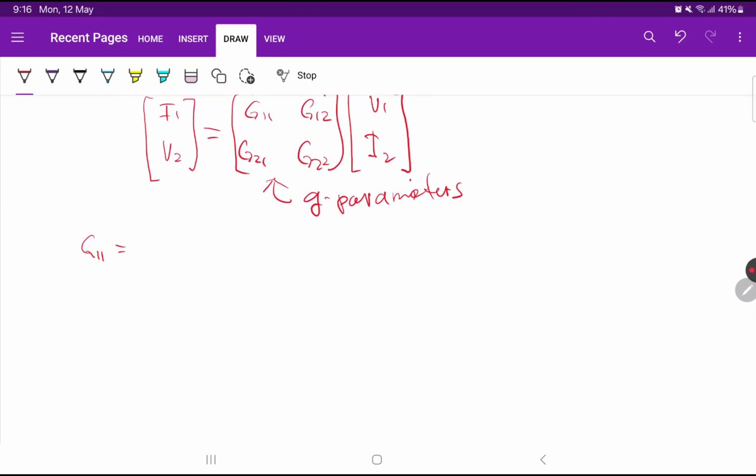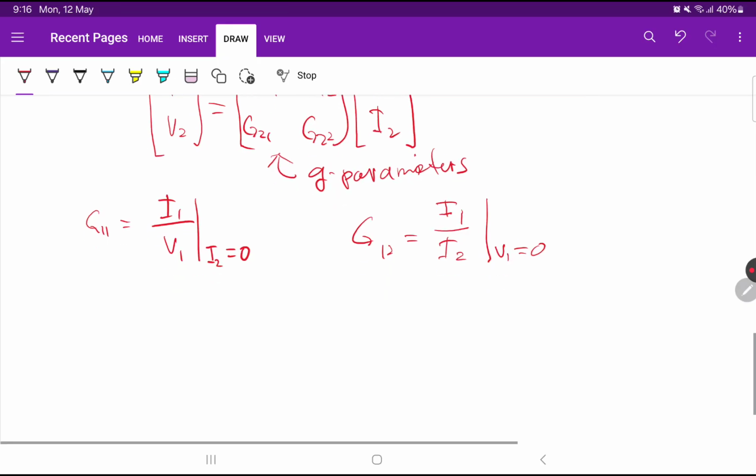So it will become I1 divided by V1. Here, we're making V2 be equal to 0. Or I mean I2, because V2 is in the hybrid parameter. We interchange them. So that's G11. For G12, it's unitless. And it must be I1 divided by I2. And this time, the voltage must be equal to 0 in the input.